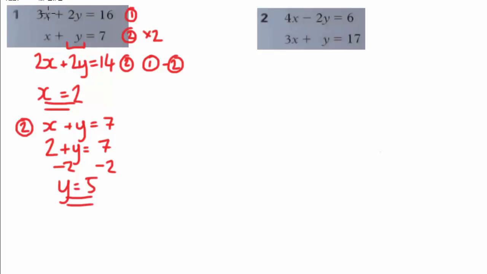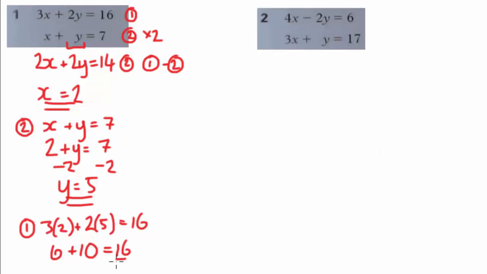Now we can rewrite equation 1, and just substitute the values in just to make sure. So x is 2, so it's 3 times 2 plus 2 times 5, and that should equal 16, and surprise surprise it does. So remember, when you work out what x is and what y is, that works for both equations.